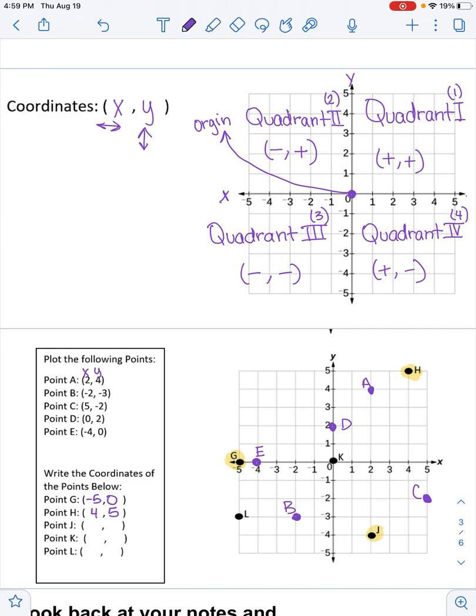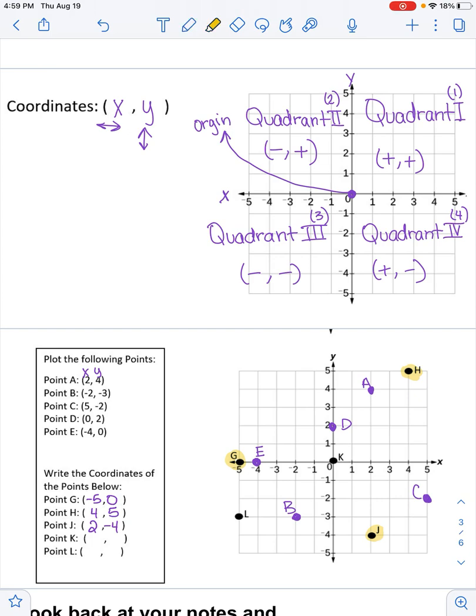Point J is down here. Okay, that's in quadrant 4. So my x value should be positive and my y value should be negative. Well, I go over +2 and I do go down 4. So that would be 2, -4.